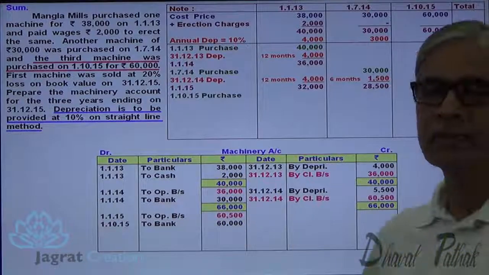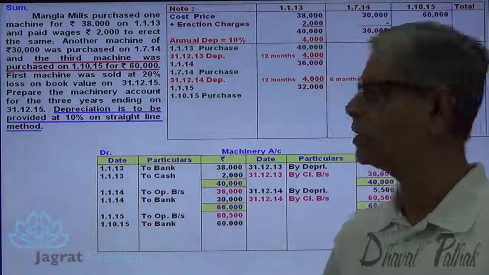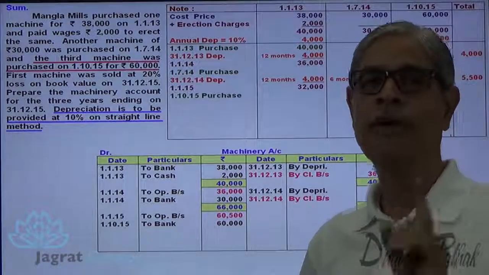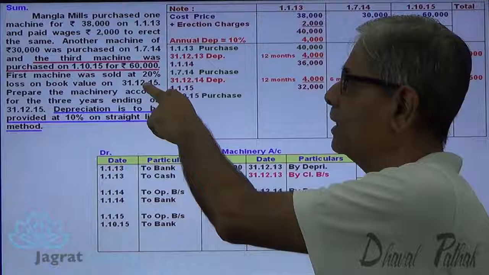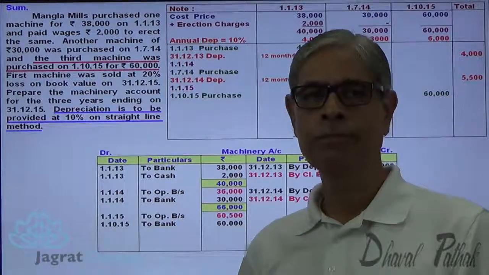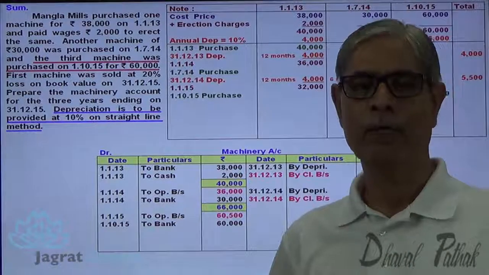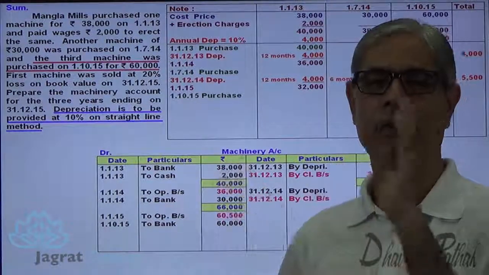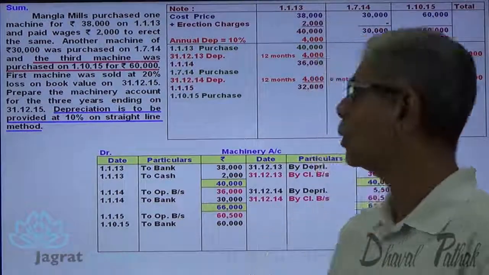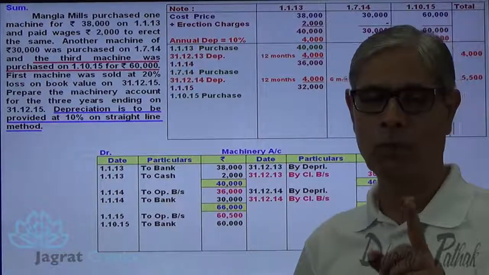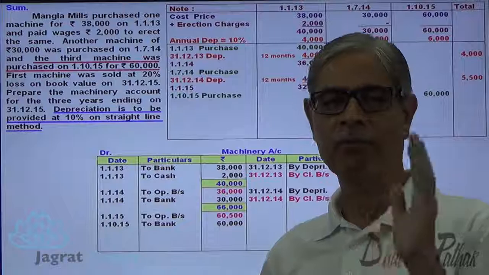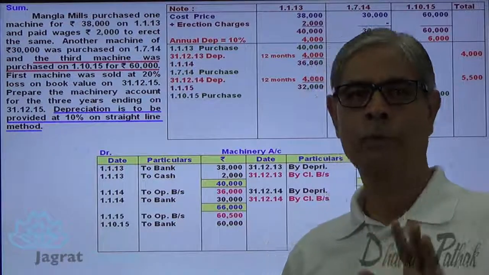Now by 31st of December 2015, I am required to provide for depreciation. On first machine, depreciation will be provided for the whole year. Why whole year? Because the date of sale is 31st of December 2015. So for the first machine that is being sold, you are required to provide for depreciation till the date of sale of machinery. Here the date of sale of machinery is 31st of December 2015. So for first machine, depreciation will be provided for 12 months. We will find out the book value. We will work out the loss or profit, whatever it may be on sale of machine.